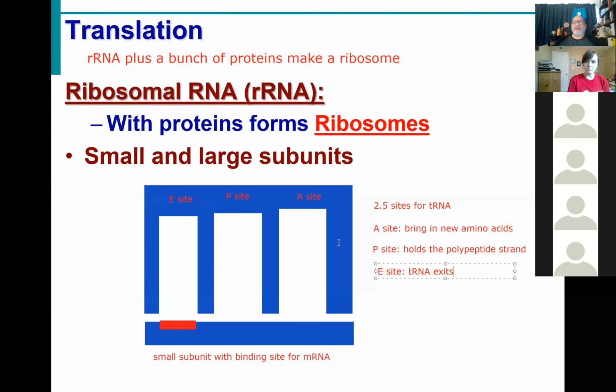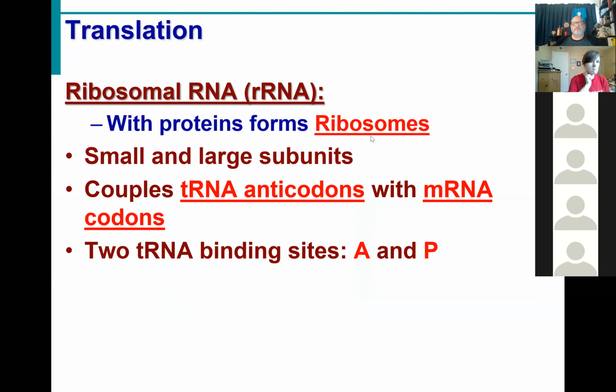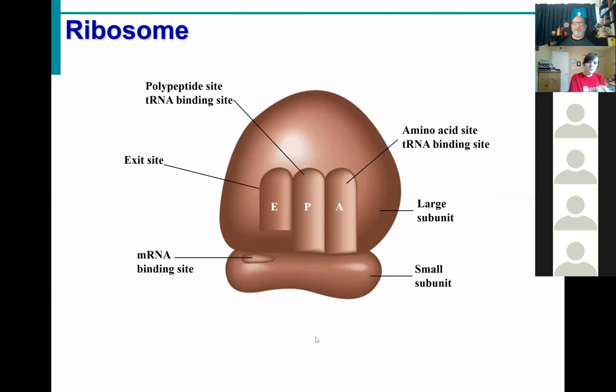And if you don't like my silly little block drawing, here is a pretty picture from your textbook showing that exact same thing. So this big globular brown thing is a ribosome made up of proteins and ribosomal RNA. And its job is to bring the messenger RNA and the transfer RNA together. And that is exactly what it's going to do.